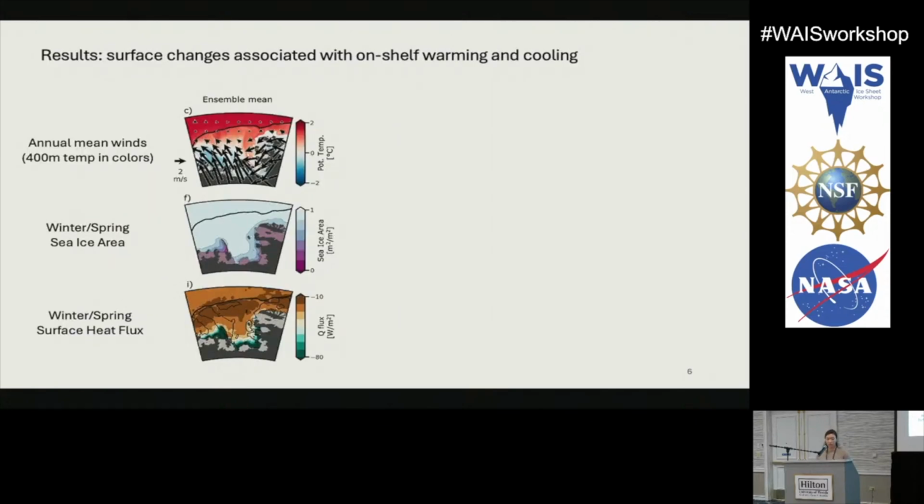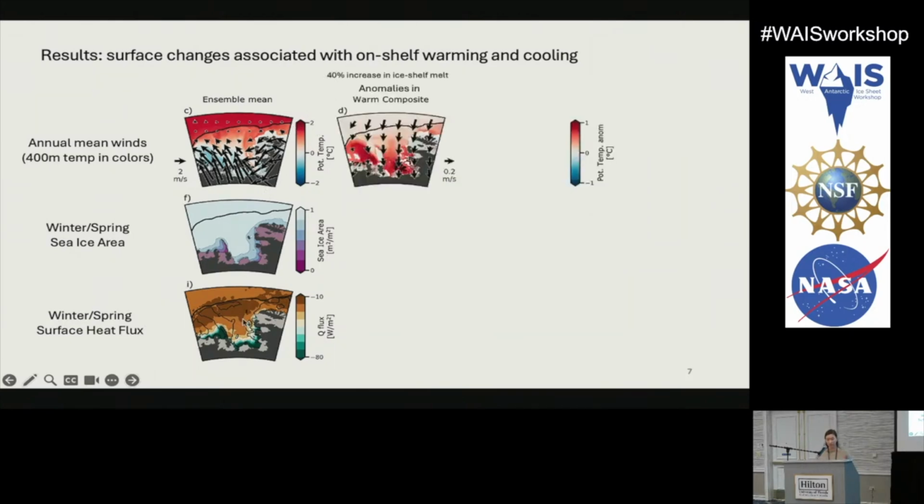So moving on to the results, I'm focusing on surface changes here, and this column is showing the ensemble mean, so just what the natural state in the model looks like. So we've got winds, sea ice area, and surface heat flux. And then this is showing anomalies in the warm composite.